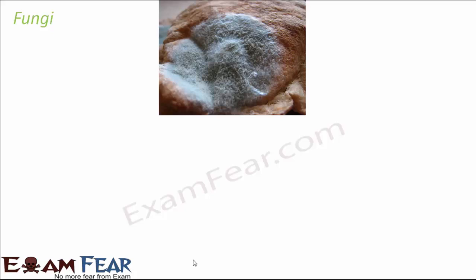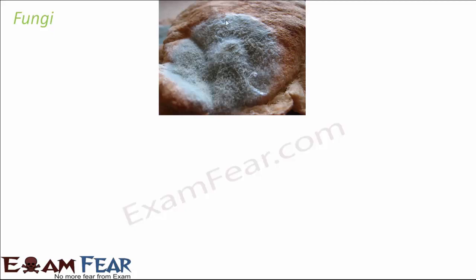As time passes, you will see that the bread gets spoiled. That's what we call it, and we just throw it into the dustbin. Now, have you ever observed how a spoiled bread looks? So this is how it looks. You will see the appearance of some white or grayish matted appearance on the bread, and this indicates that the bread is spoiled.